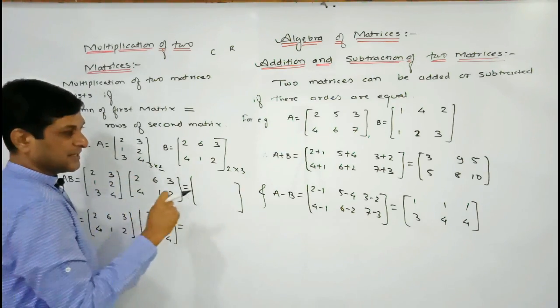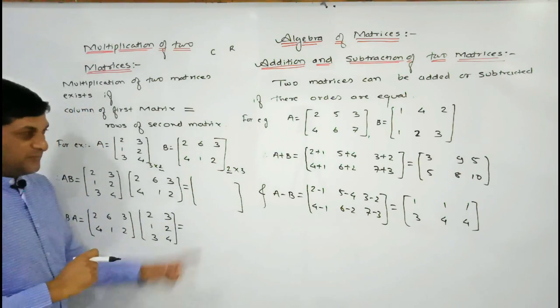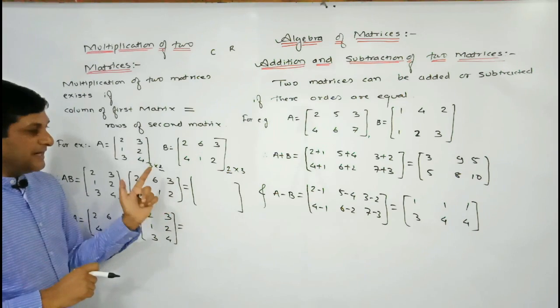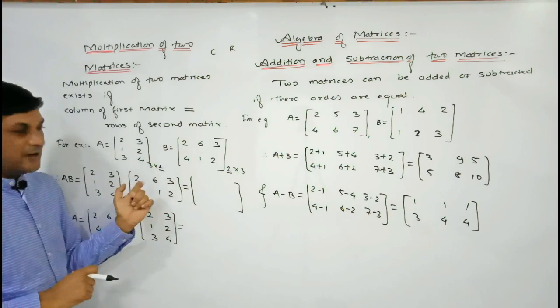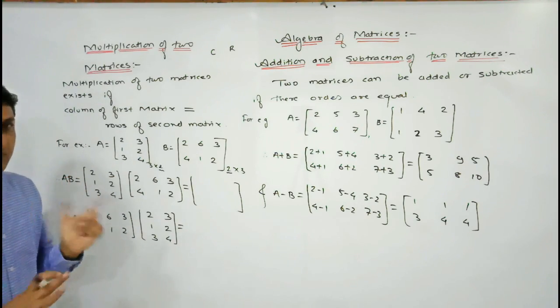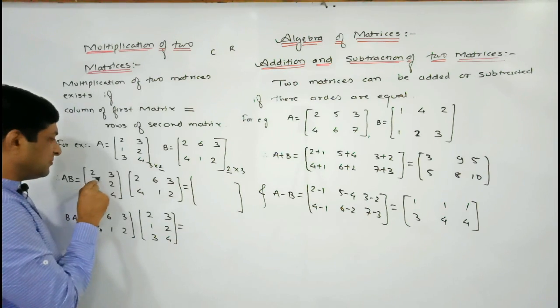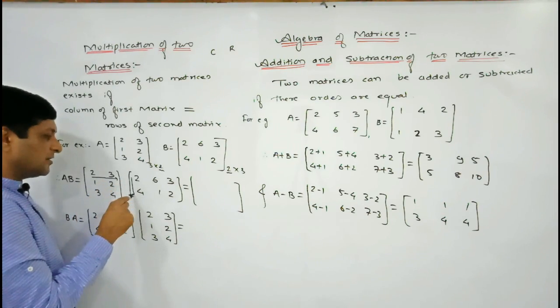2 columns are there. And in the second matrix how many rows are there? 2 rows are there. The first number represents what? Rows. And here the second number represents what? Columns. Means columns of the first matrix are equal to rows of the second matrix. Means multiplication exists. Now to find the multiplication, multiply row to the column.